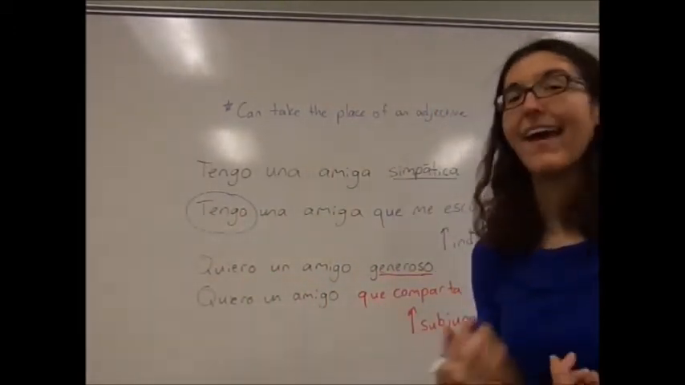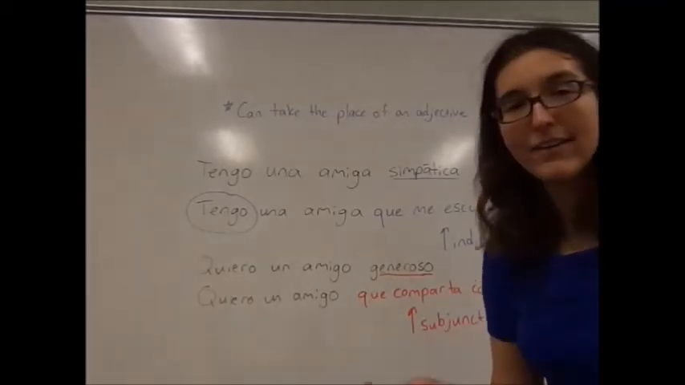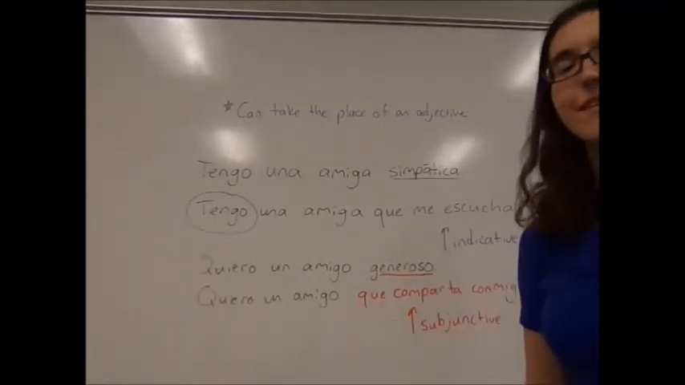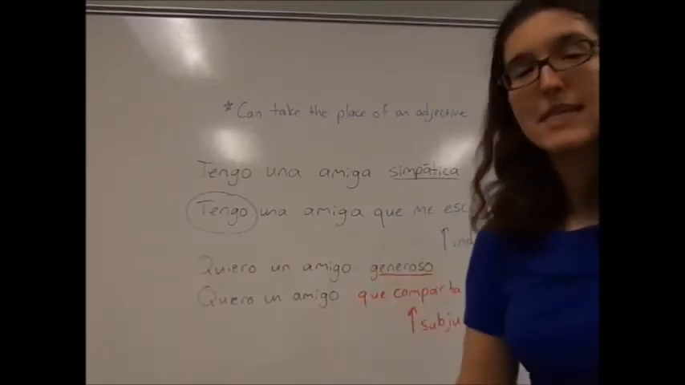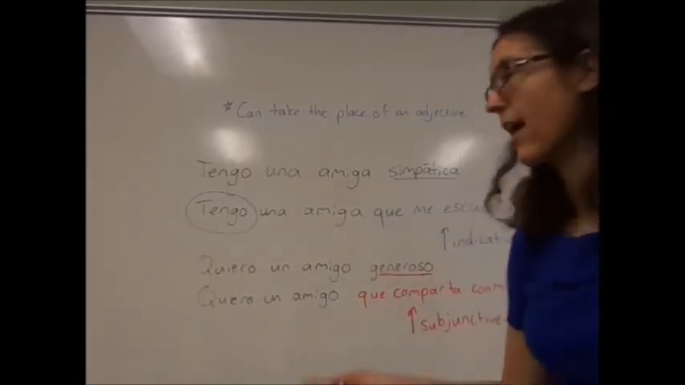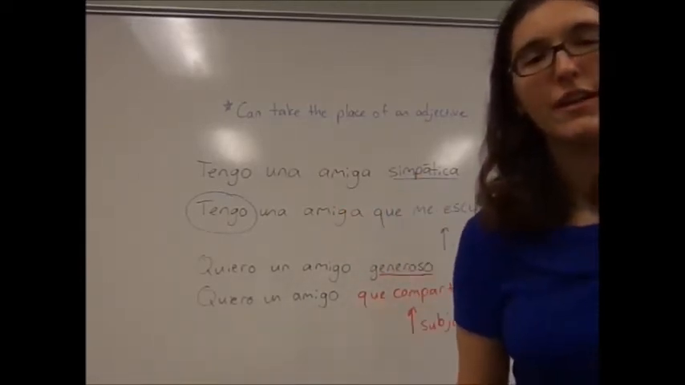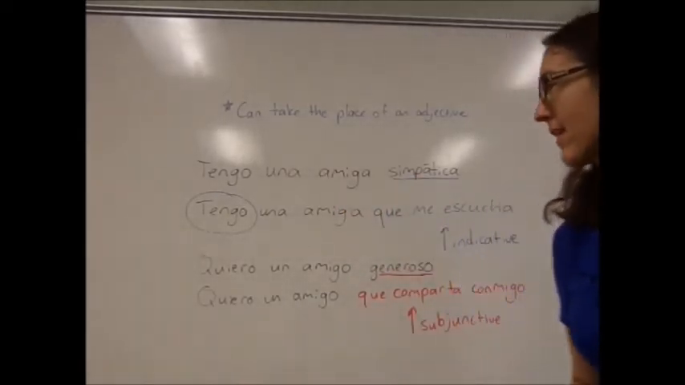Tengo means I have a friend. I know a friend who listens to me. This person exists in real life, and they have listened to me in the past. I know they're going to listen to me again. That's why that is in the indicative. You're sure that this person is a real person.